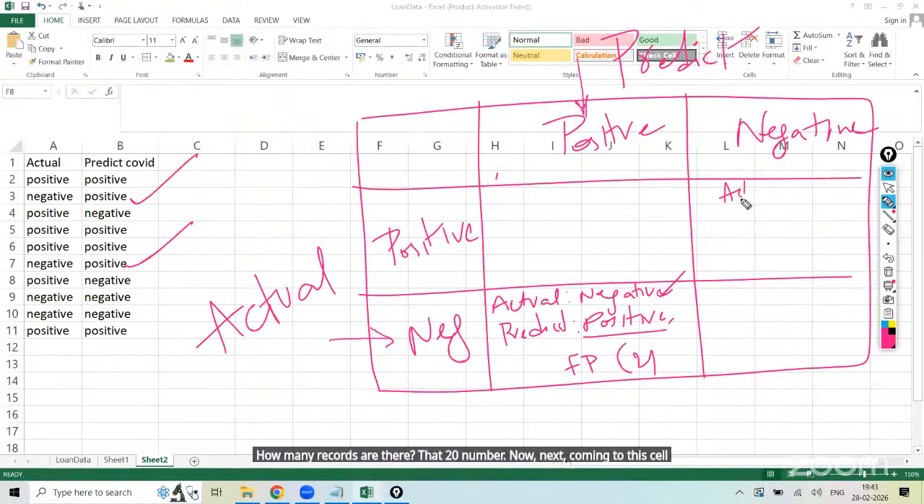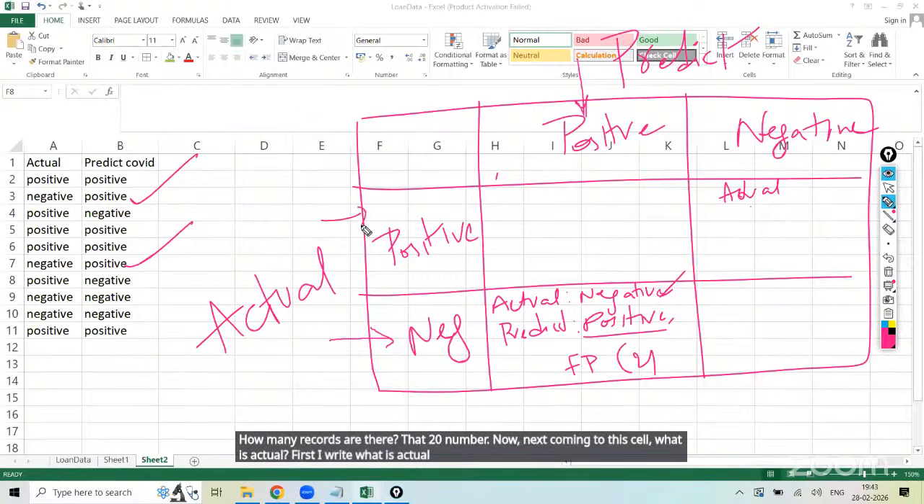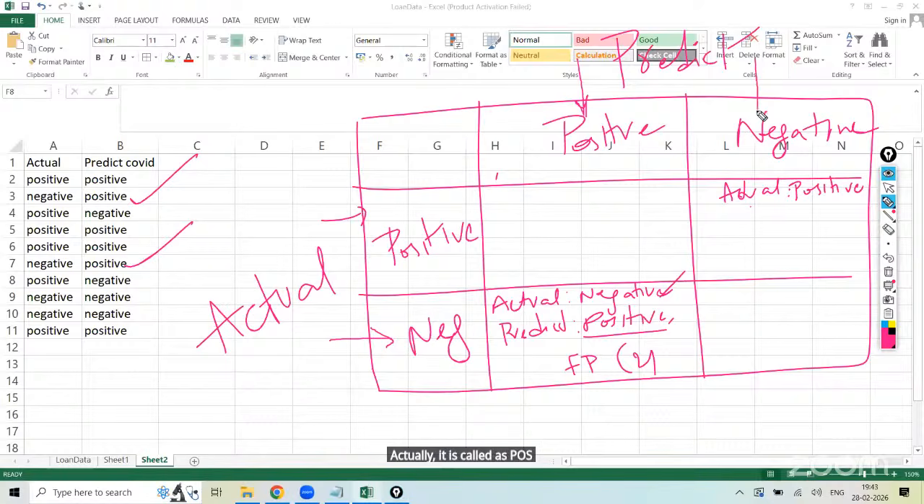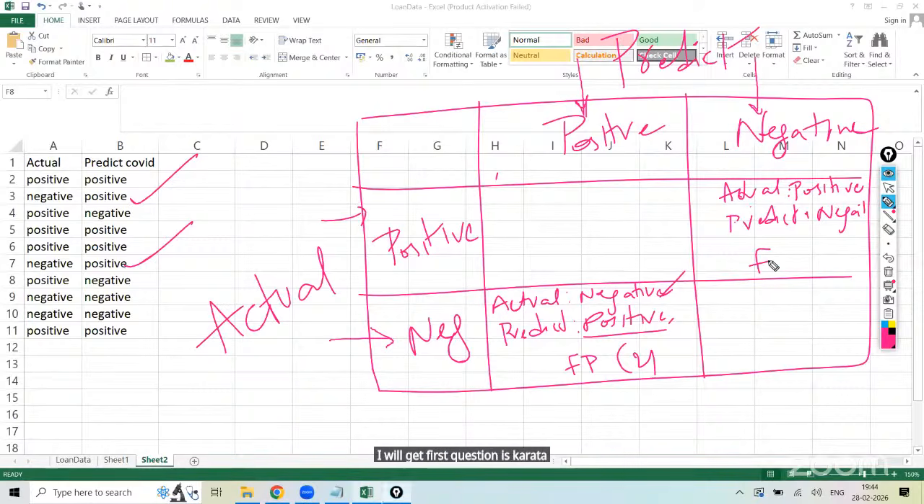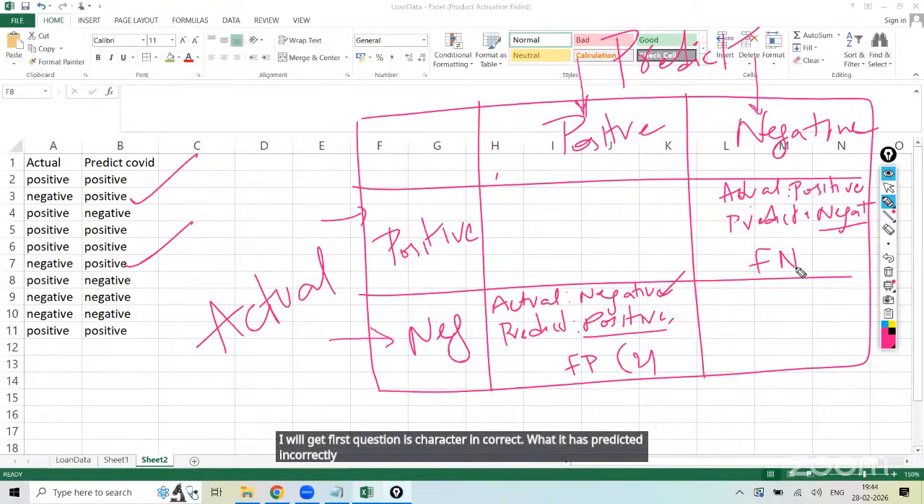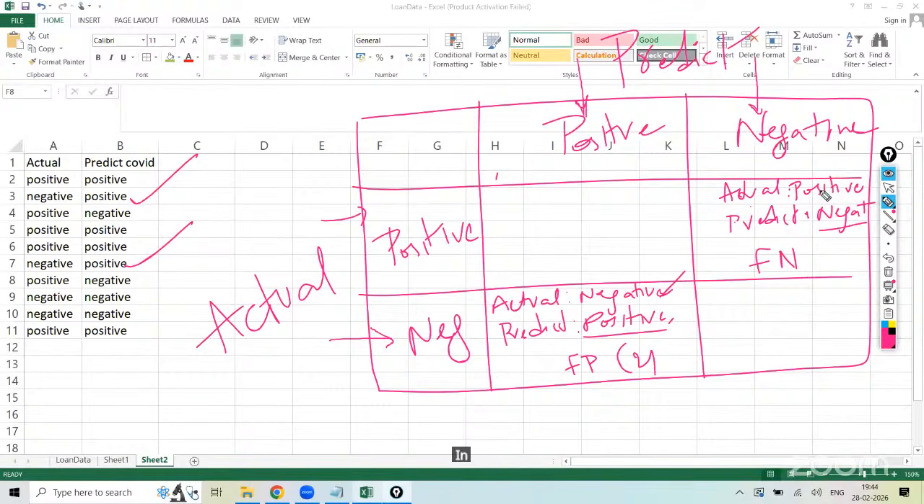First I'll write what is actual. Actual means this one, which is called positive. What has it predicted? Negative. Predicted is called negative. Correct or incorrect? First, I will get into the mind whether it is correct or incorrect. I will not directly get into the answer. Incorrect, so F. What has it predicted incorrectly? Negative. So it is FN.